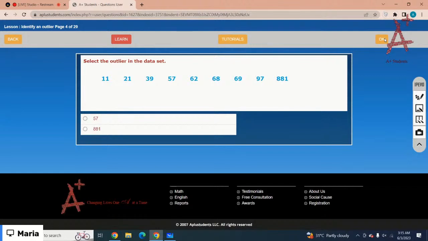Yes, very good. The outlier is 881. Got it? That is an extreme value. So that would be the outlier. 881 is the correct option.